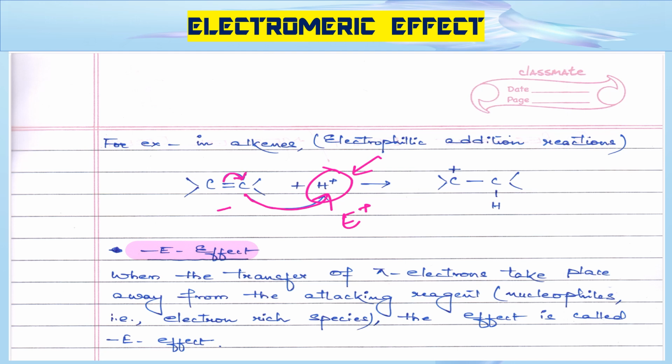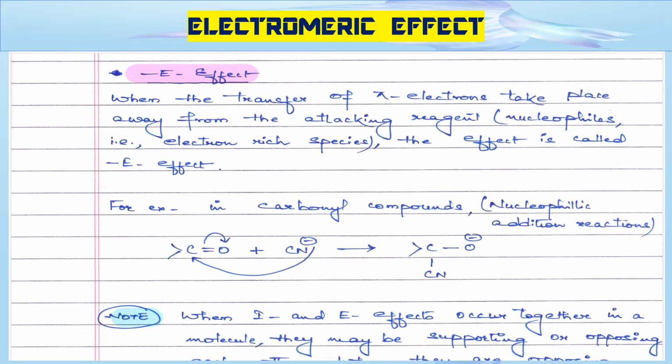So, the pi electrons are shifting towards the electrophile. Hence, this type of electromeric effect will be called the plus E effect, because the shifting is taking place towards the attacking reagent. When the shifting takes place, a bond will be formed between carbon and hydrogen in this case, and the other carbon will bear a positive charge. So, this type of effect is called a plus E effect, the positive electromeric effect.